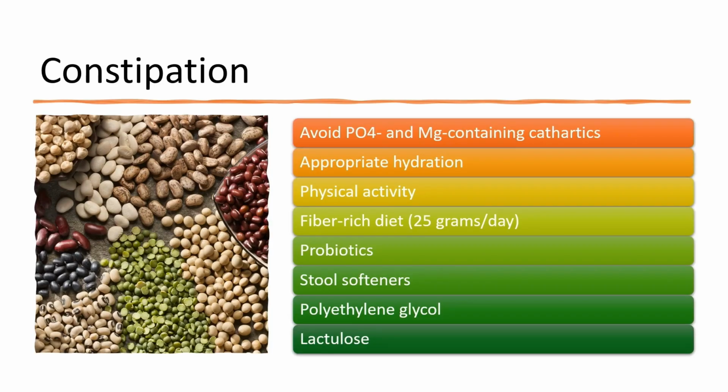All right. The management of constipation for patients with kidney disease is very similar to the general population, with hydration, physical activity, fiber-rich diet, probiotics, stool softeners, and laxatives. The main difference is that we want to avoid phosphate and magnesium-containing cathartics, particularly if they have moderate to advanced kidney disease or end-stage kidney disease.